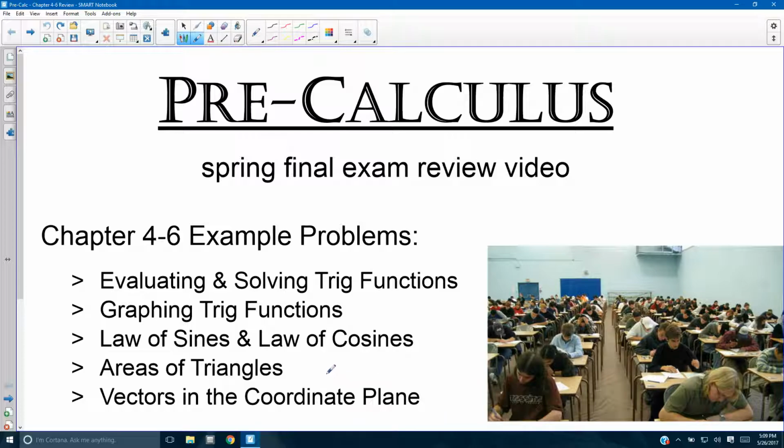At the very end, there will be some things involving complex numbers as well, but they have to do with trig. It's all about trig form for those complex numbers.